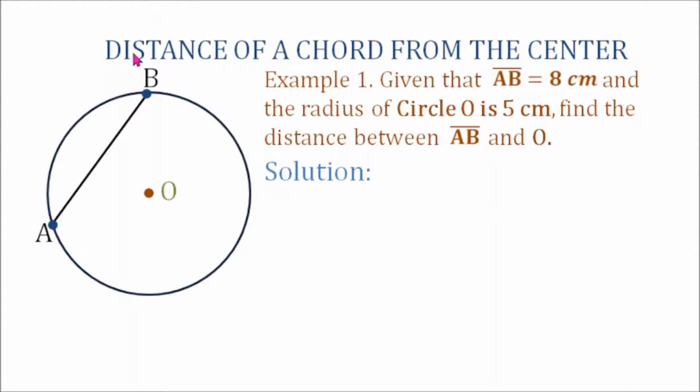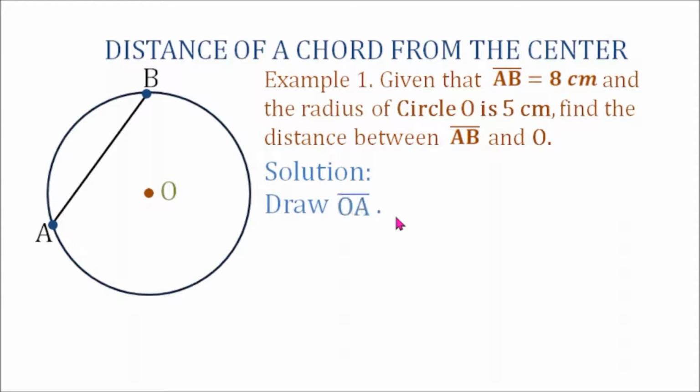Now let's talk about distance of a chord from the center. Example number 1. Given that line segment AB is equal to 8 cm and the radius of circle O is 5 cm, find the distance between line segment AB and point O. So this is our solution.